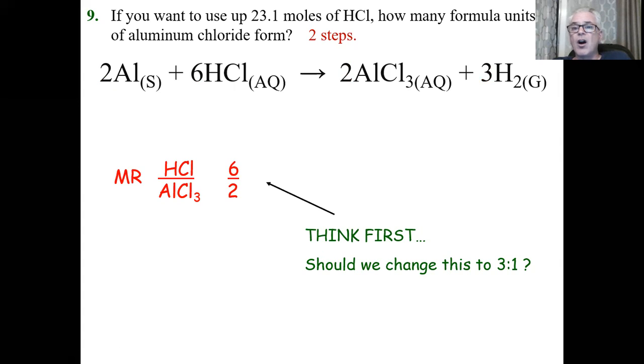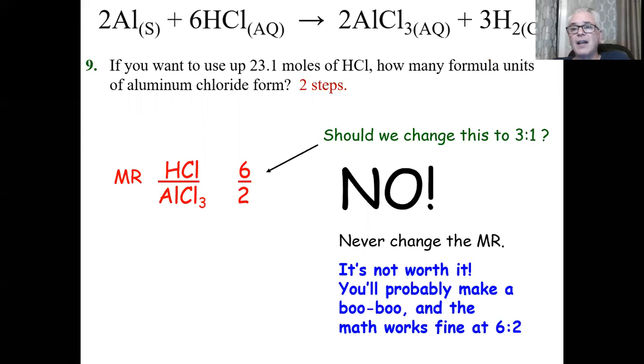6-to-2. Are we going to change that to 3-to-1? 6-to-2, 3-to-1, simple whole number ratios. What do you think? Absolutely not. The balanced equation is in a 2-to-6 to 2-to-3 ratio. That's the simple whole number ratio John Dalton was talking about.